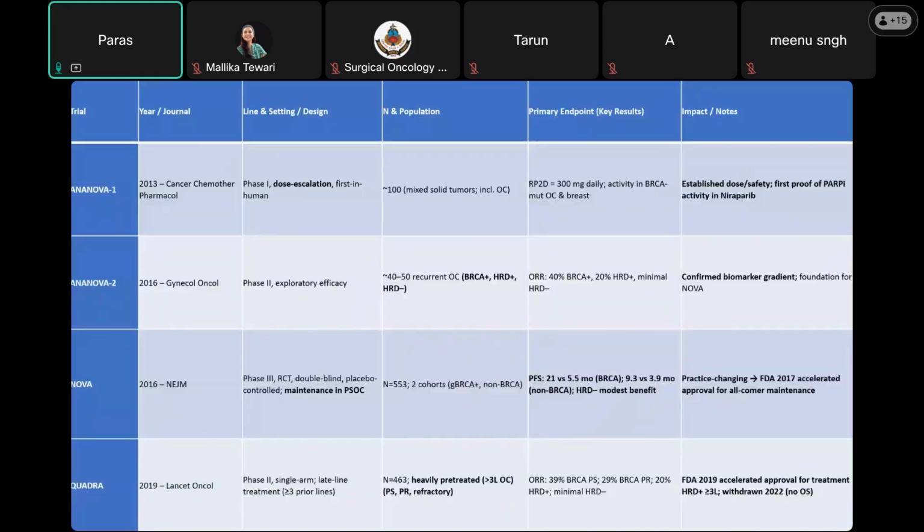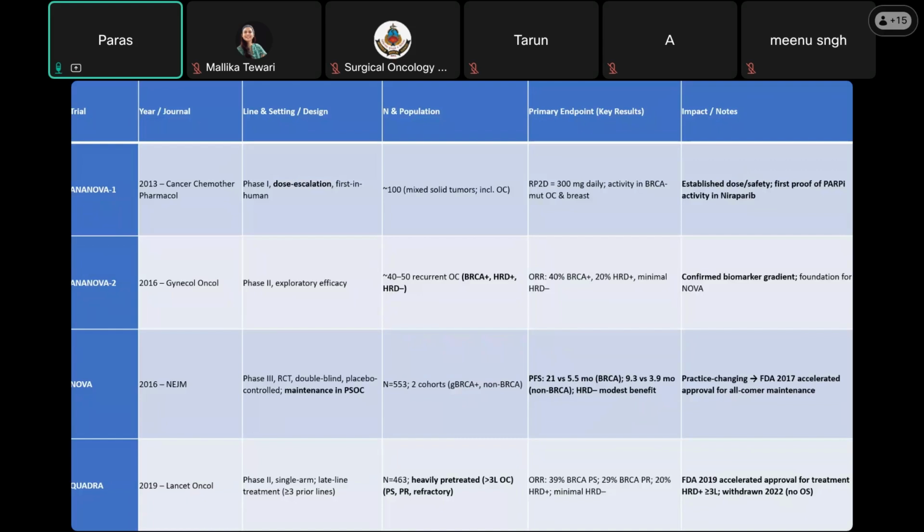Trials include ENGOT-OV16/NOVA, wait, ANANOVA 1 that established the dose, and ANANOVA 2 confirmed the biomarker gradient for niraparib, that is BRCA positive, HRD positive, and HRD negative. The NOVA trial was an important trial. It was a phase 3 placebo-controlled RCT for maintenance in platinum-sensitive ovarian cancer. It showed better progression-free survival in BRCA-mutated and HRD-positive patients, but also showed modest benefit in HRD-negative patients. It led to the 2017 FDA accelerated approval for all-comer maintenance, that is irrespective of HRD and BRCA status.